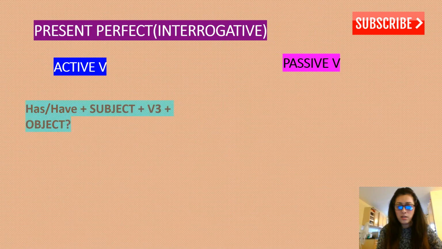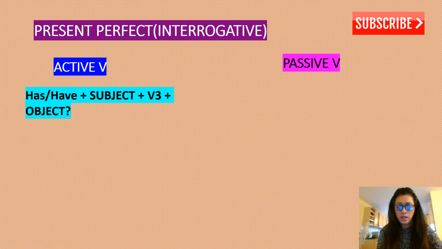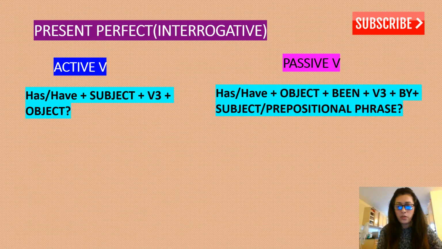Now moving on to the interrogative, which was the question for the same sentences. With the active, I will start my sentence with has, have with subject and the verb third form and object with a question mark. On the other hand, with the passive, I'll start it with the has, have plus object plus been plus verb third form with by and subject or the preposition phrase with a question mark.